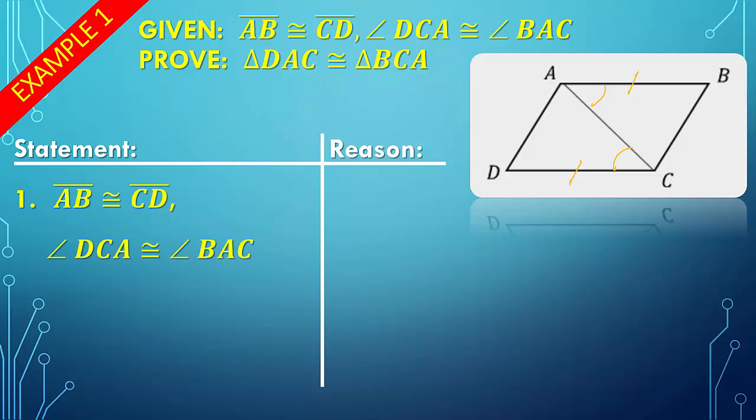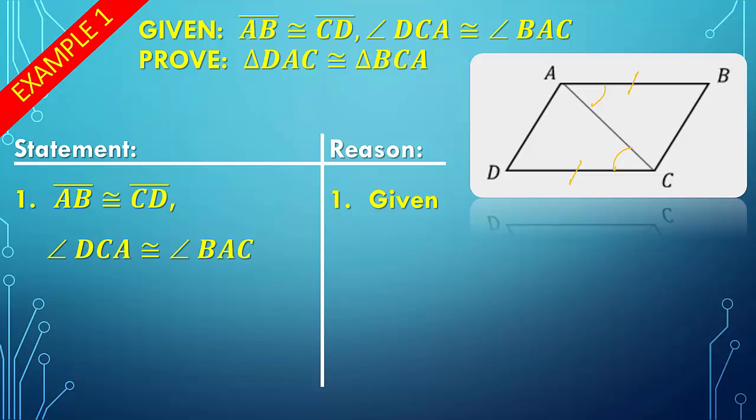So start off with your statement. Now notice today I put them both in one just so you could see what that would look like. And the reason is that's given. So we have AB is congruent to CD and angle DCA is congruent to angle BAC. So right off the bat, before you go to anything, we know we're trying to prove triangles congruent. So we need to think about, how can I do this with the given information I have?